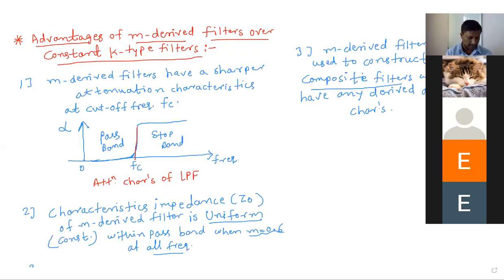So read each and every point. If any questions are there, you can ask. We have now completed the filter part from this unit. Only the attenuator part is remaining. Maximum 3 lectures we require to complete the attenuator part. If no questions, we can stop.